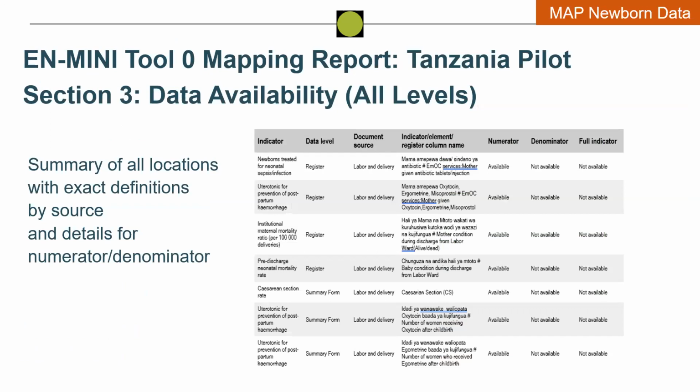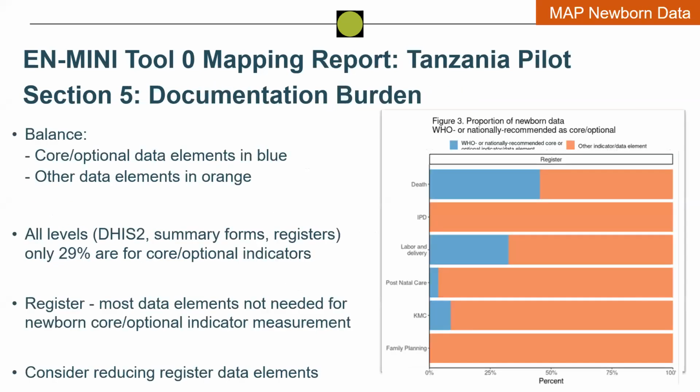From section 3, we can see data availability from all locations where the data elements have the exact definition. The report encourages the reader to see where both the numerator and denominators are available from the same source. Section 5 can be used to understand documentation burden. The data elements needed for core indicator measurements are shown in blue. Other data elements are shown in orange.